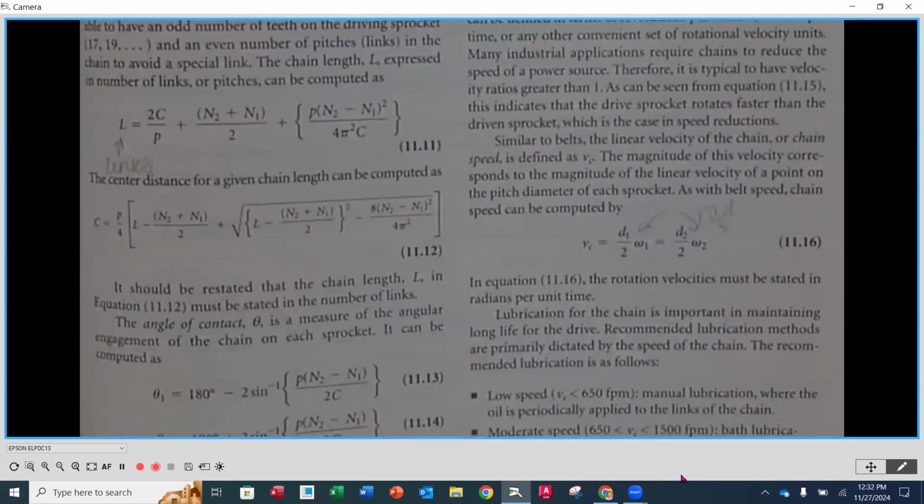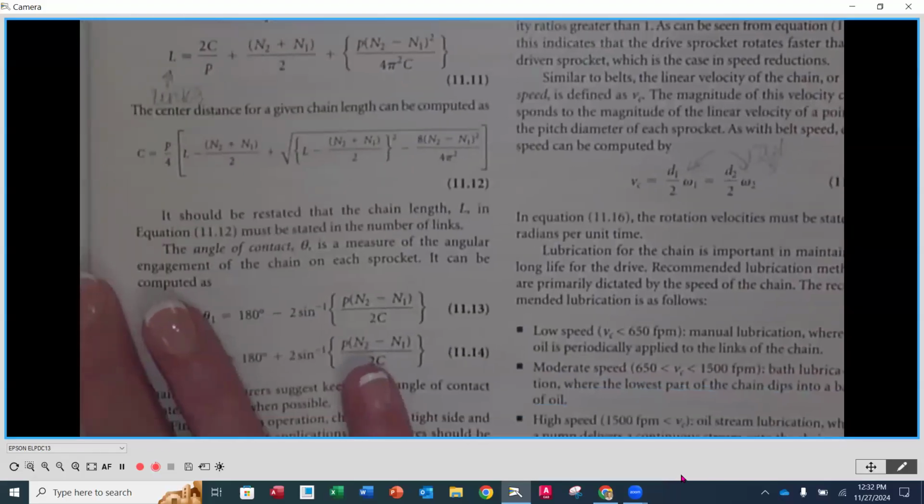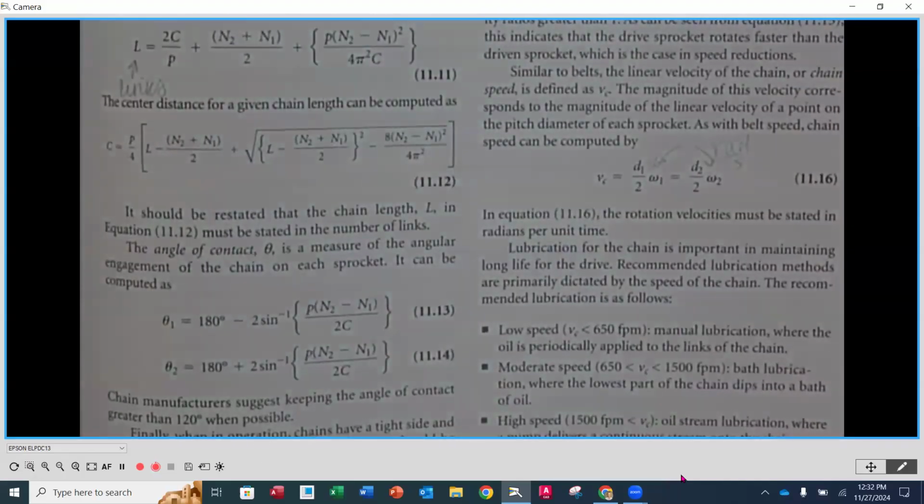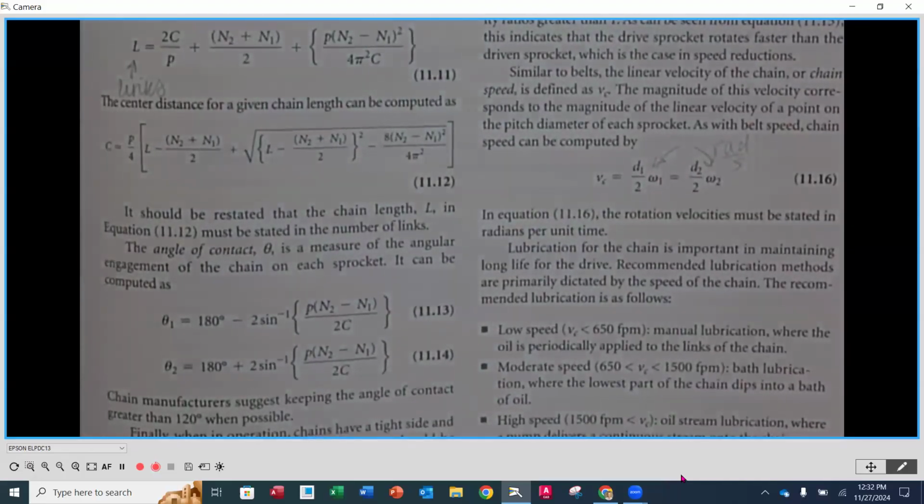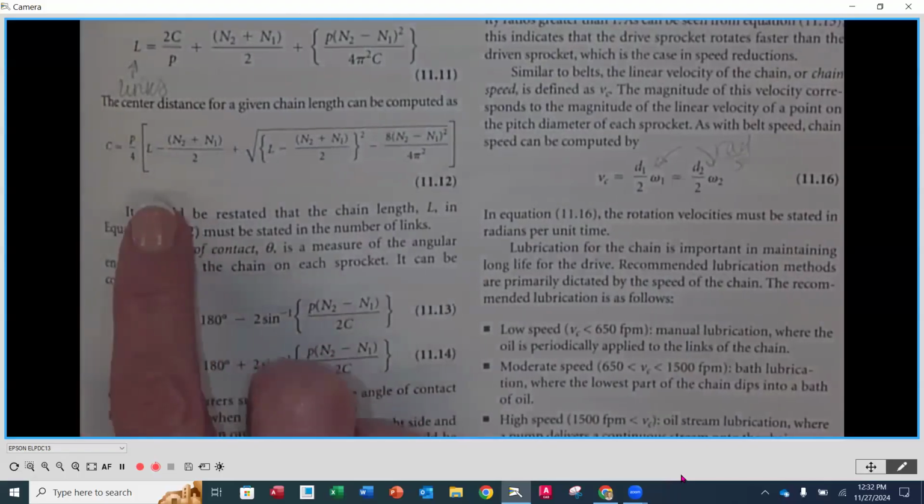So we specify the length of the chain in links. Okay. Not in inches. Does that make sense to everybody? Because you're going to have to count how many individual links you're going to get off that chain. Then as far as center distance, once we know how many links we're going to be doing, then we get the actual center distance based on the individual links that we're able to get.